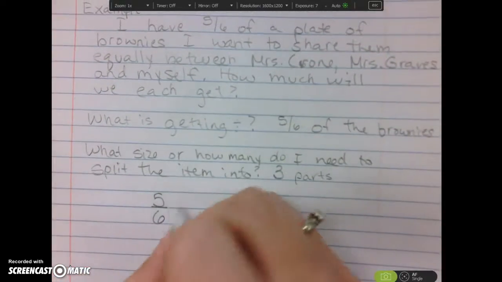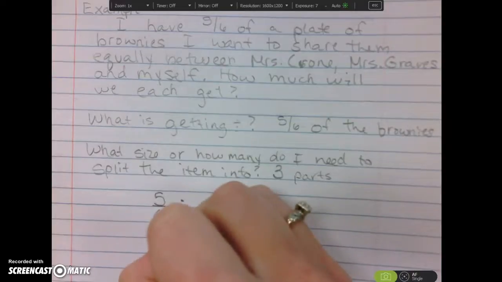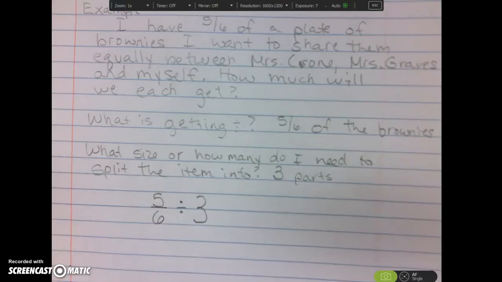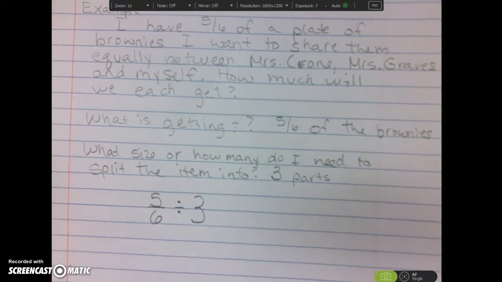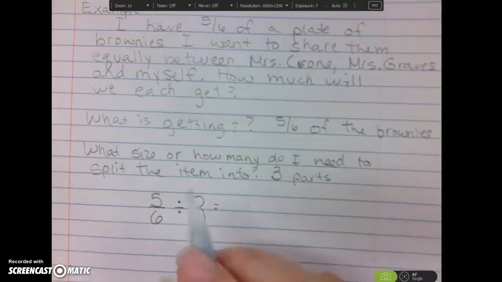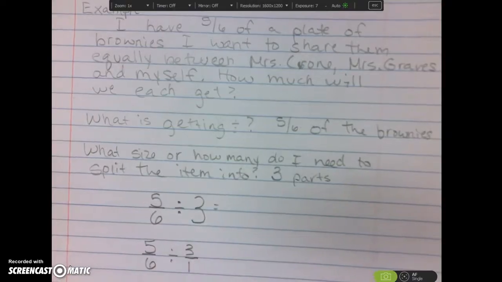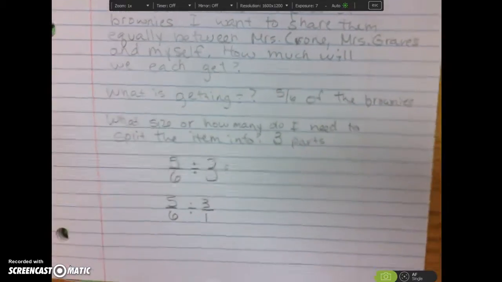And then I need to take 5/6 of the brownies and divide it into 3 equal pieces for all of us. So now that I have my problem written correctly, I'm going to do 5/6 divided by 3. Well, I need to do fractions times fractions. So I'm going to do 5/6 divided by 3/1, because that's how I make a whole number a fraction very easily.